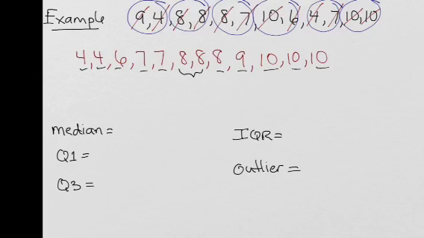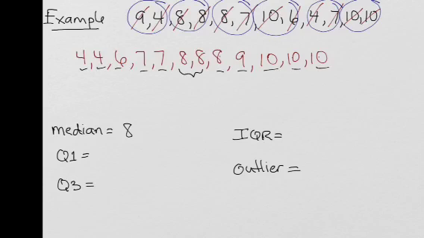And we learned last time when there's 2 numbers that share the middle, we add them and divide by 2. So our median is going to be 8. But again, we had those 2 numbers that shared the middle. Another way to do it is to count the numbers in the list. There's 1, 2, 3, 4, 5, 6, 7, 8, 9, 10, 11, 12.